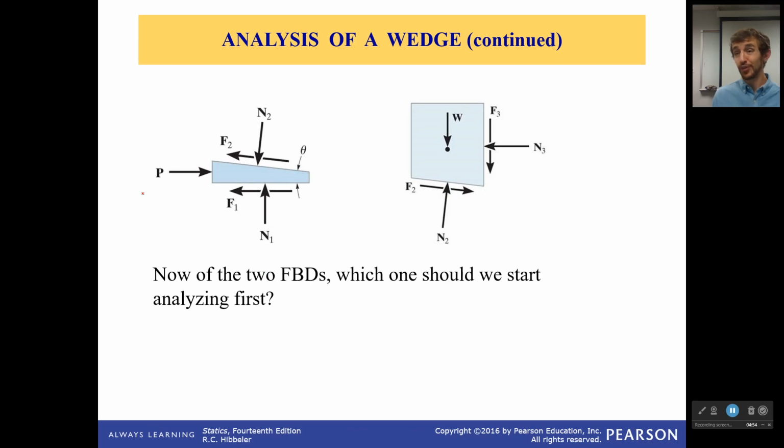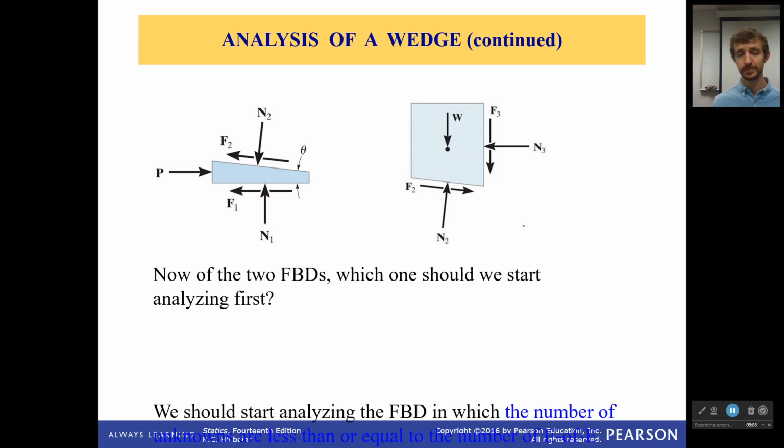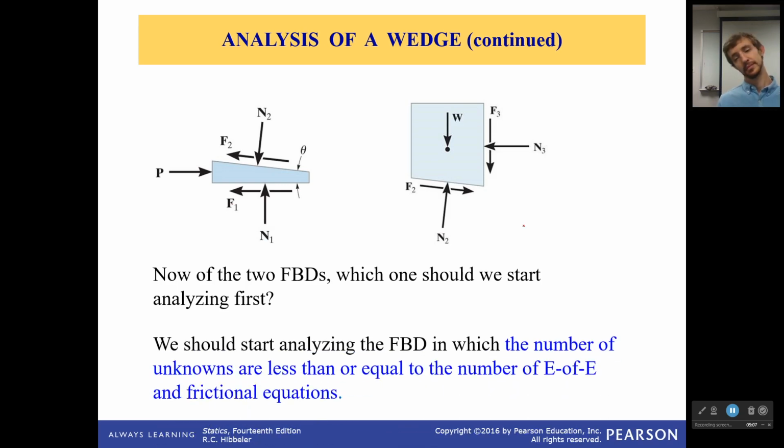Now this is a good question. Which one should we analyze first? Well, honestly, the one with the least unknowns. 1, 2, 3, 4, 5. 1, 2, 3, 4. Technically, we have 3 equations of equilibrium and 1 frictional equation, so 4 unknowns.